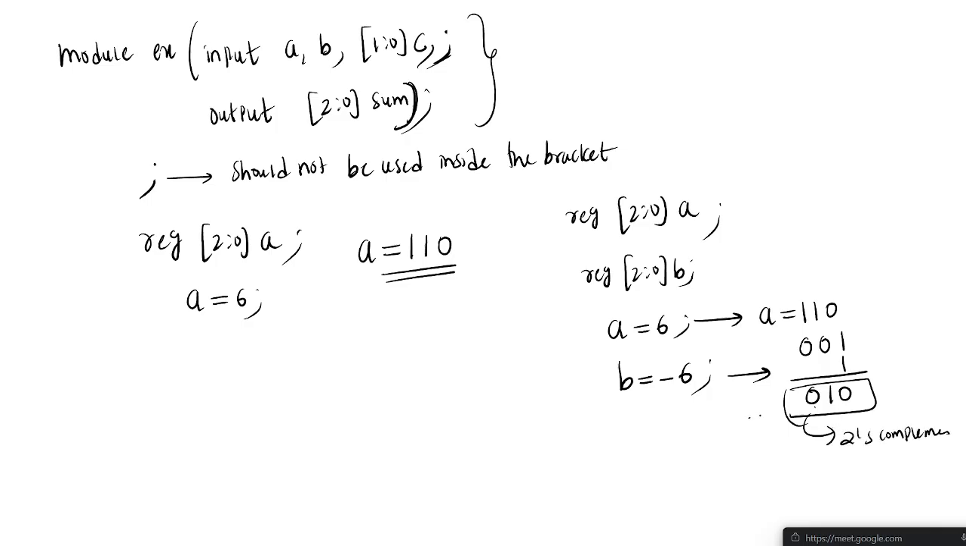Suppose if you want to display in decimal this value, this is nothing but what? It will display like a 2 only. This value it will display like a 2. Okay, understood. It will display like a 2.